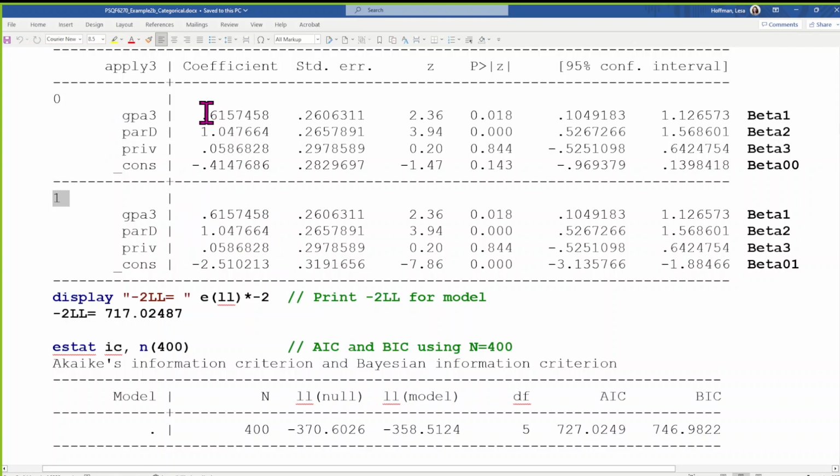Okay. How about this number? This is 0.6. It is the slope of GPA. It is statistically significant, and it is positive.